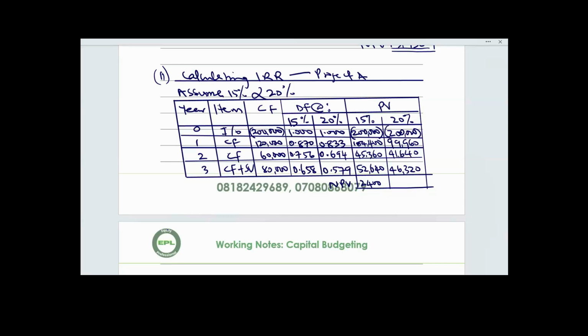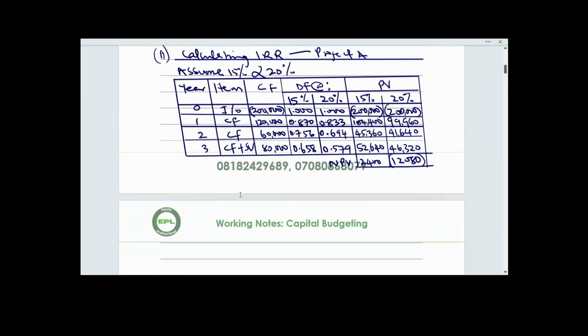All the positive present values, let's add them together, minus 200,000. Final answer, what do you get? 12,080. Positive or negative? It's negative. So we assumed 15% and got a positive NPV of 2,400. Because we are looking for a negative NPV, we then increased to 20% and got a negative NPV of 12,080. Now that you have two opposing NPVs, we can calculate the internal rate of return.